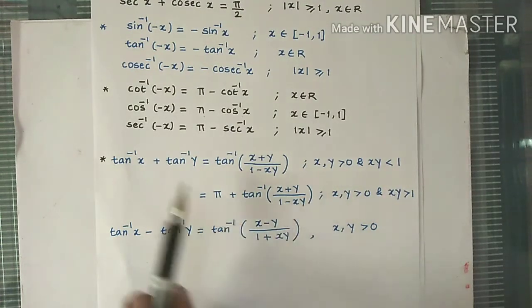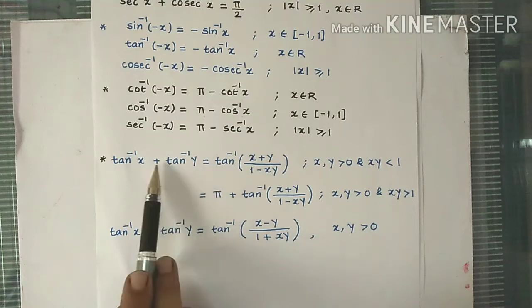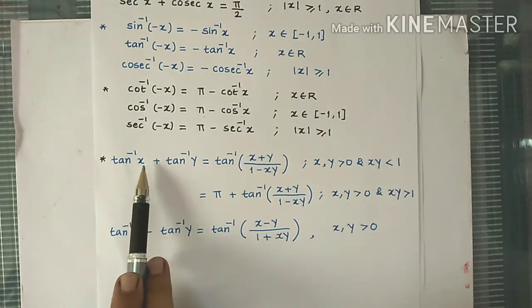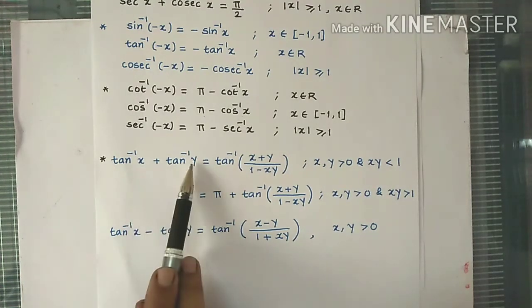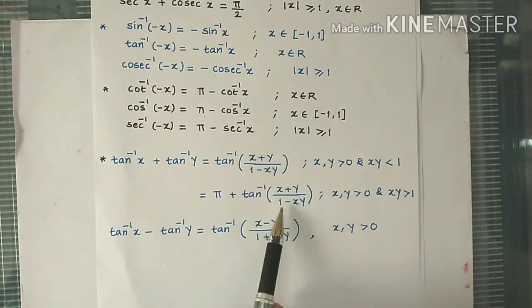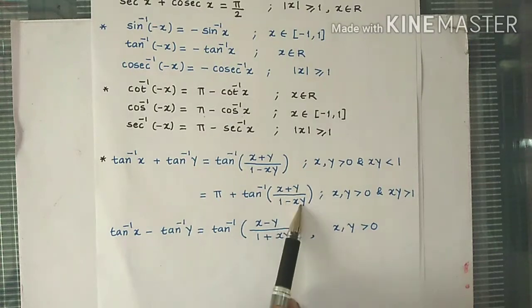And how do we get the value? See here, the values are x and y, and in between we have plus sign. So in the numerator we have to add these terms, x plus y. In the denominator, first term is always 1. Change the sign, write the product.